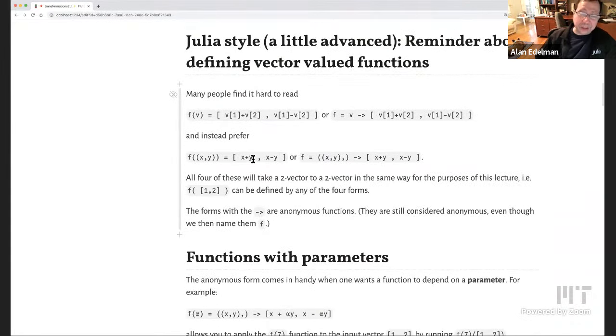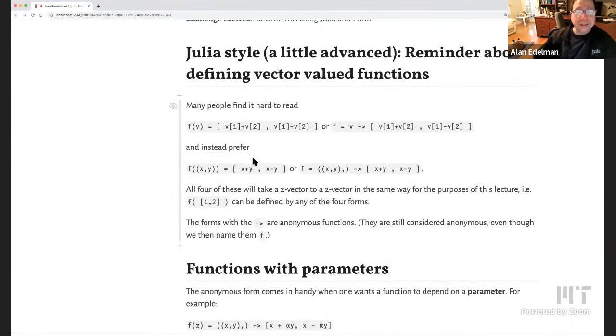Okay, we defined these functions last time, and I just wanted to say a little bit about style. This is one of those things where if you're only concerned about correct code or getting the answer right, then you won't care about this. But if you want to be fancier and get the code to be more readable, then this is for you.